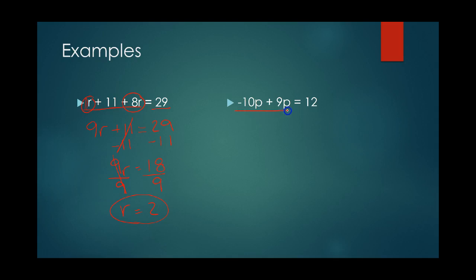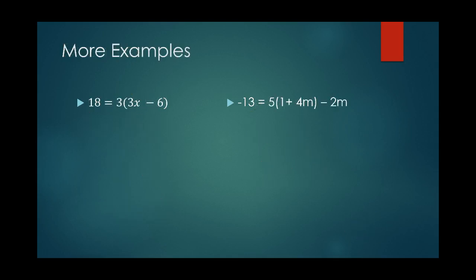Let's look at this left side, and I can simplify that. I have negative 10p plus 9p. That's going to give me a negative 1p equals 12. I'm not done because I don't want a negative p, I want a positive p. So I have to divide by this negative 1, and that's going to give me negative 12. Again, not too bad, but that's the idea of step 1, simplifying both sides and then working towards the same concepts from the one-step and two-step equations.